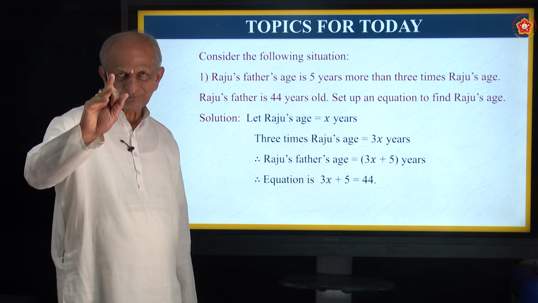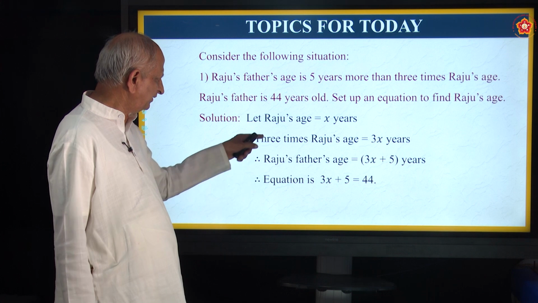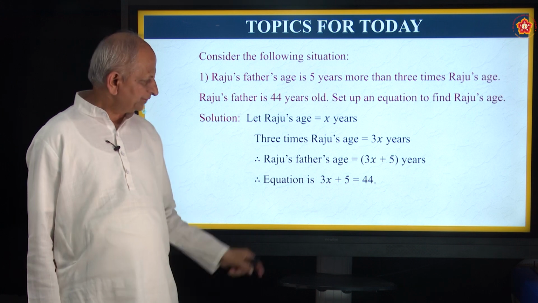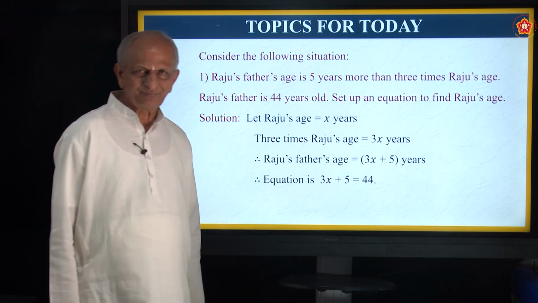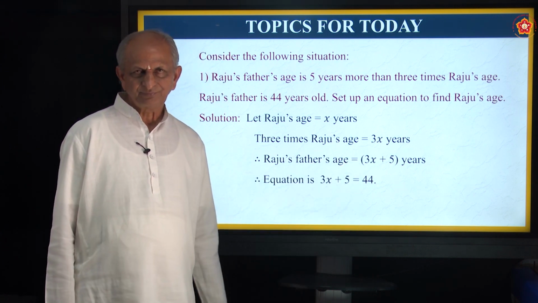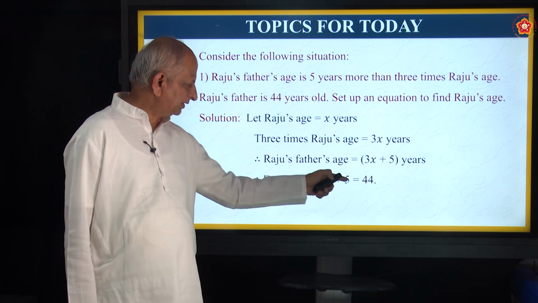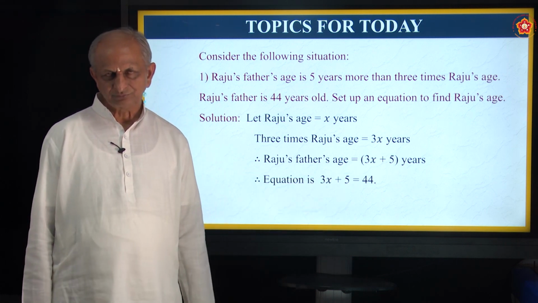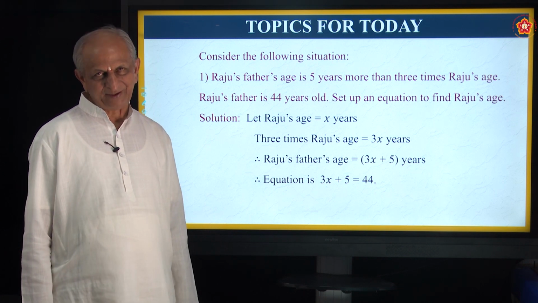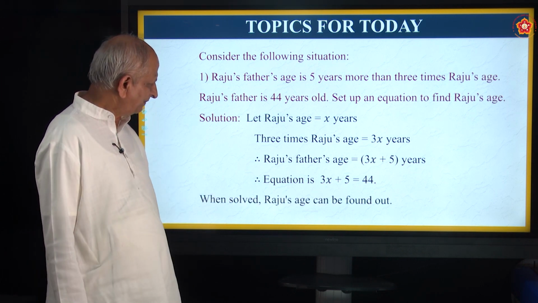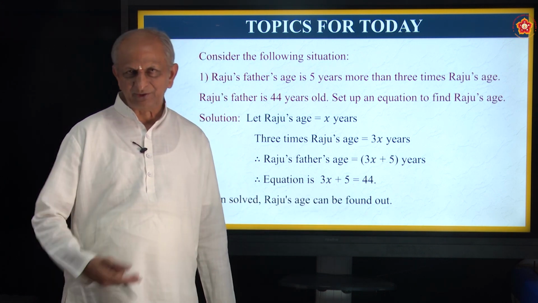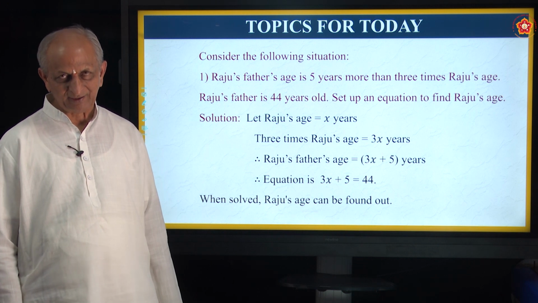Understood? Okay. So, what you have done, once again I will repeat, Raju's age is not given, take it as x. 3 times Raju's age is 3x, and 5 years more means 3x plus 5. By the question, you were given that the father's age is 44. Understood? So, like that you must practice. Practice makes perfect. Correct? So, in mathematics, when solved, Raju's age can be found out. Just now I told Raju's age will be 13 years.